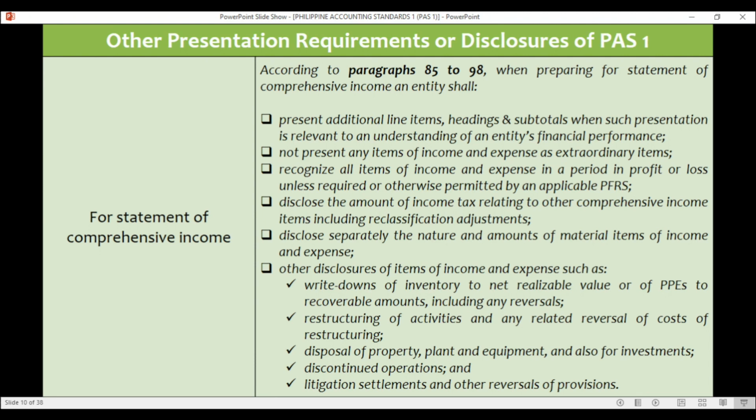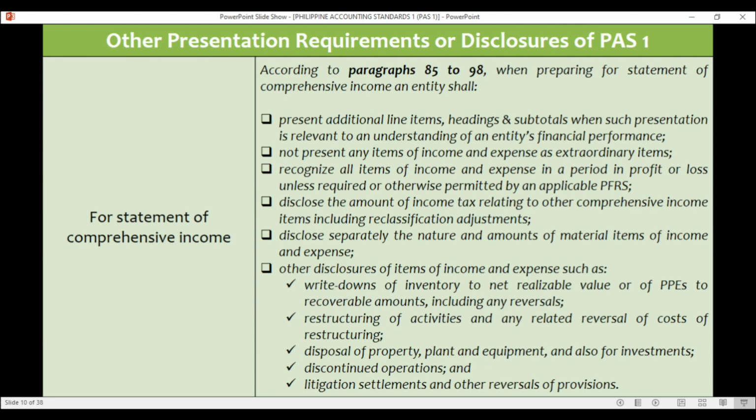Write-downs of inventories to net realizable value, or property, plant, and equipment to recoverable amounts, including any reversal of those write-downs or impairment. Restructuring of activities and any related reversals of restructuring costs, if there are any. Actually, these restructuring activities are so rare in practice. Should there be restructuring of activities, reversals and other restructuring items should be disclosed. Disposal of property, plant, and equipment, and also of investments.